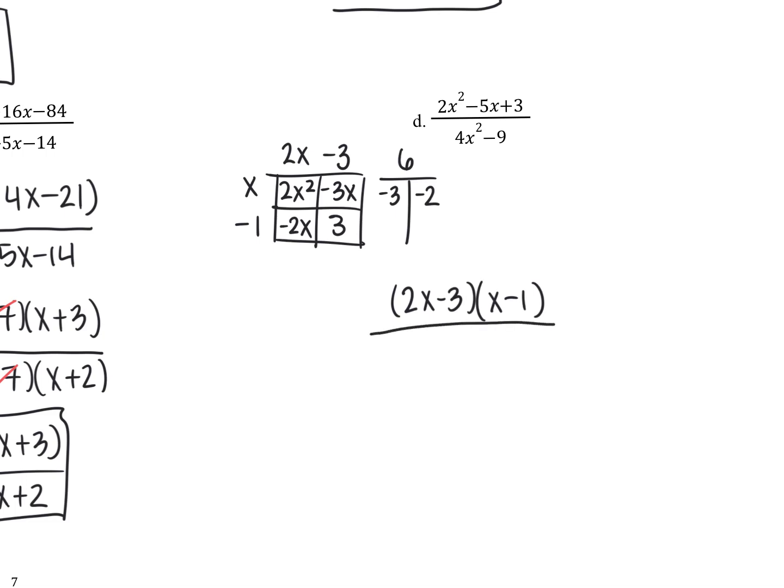Now my denominator is a difference of squares. 4 and 9 are both perfect squares, so it factors as 2x plus 3, 2x minus 3. If I look, I have a 2x minus 3 in both my numerator and denominator. Those are going to cancel, and we're left with x minus 1 over 2x plus 3.